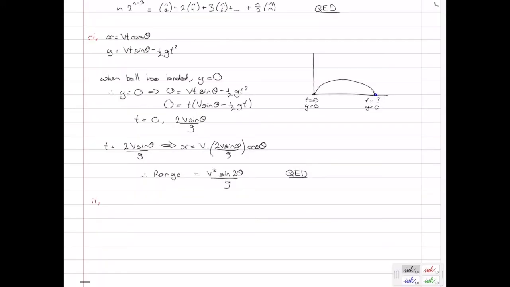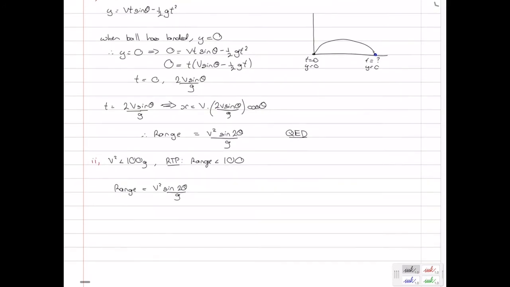Okay, so we're given now that we have to suppose v squared is less than 100 times g. And then we're required to prove that the range is going to be less than 100 meters. This shouldn't be too difficult. We already have an expression for the range. The range is equal to v squared sine 2 theta on g.